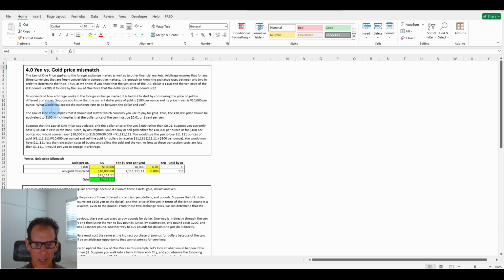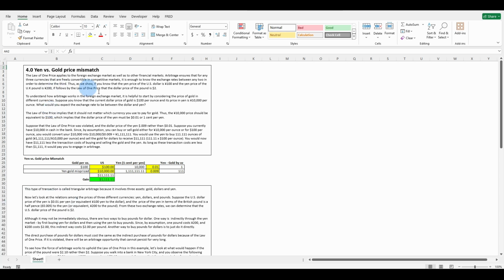With that being said, the law of one price applies to the foreign exchange market as well as to other financial markets. And I've explained the law of one price previously. Parity. Arbitrage ensures that for any three currencies that are freely convertible in a competitive market, it is enough to know the exchange rates between any two in order to determine the third. Sort of like a triangle, huh?